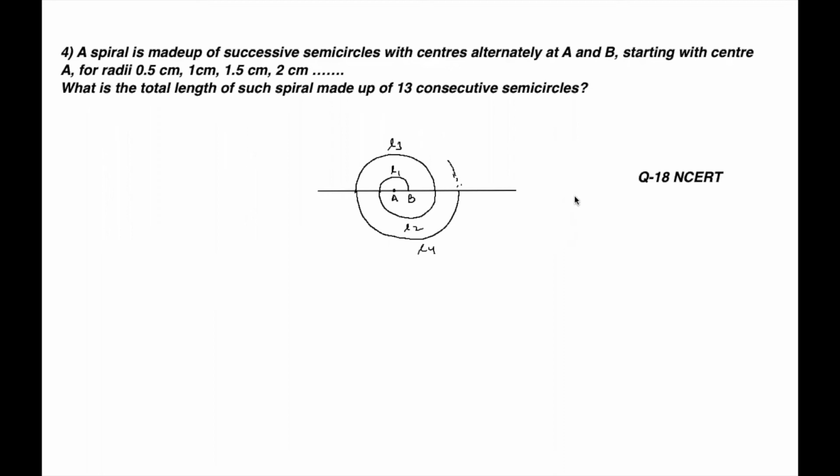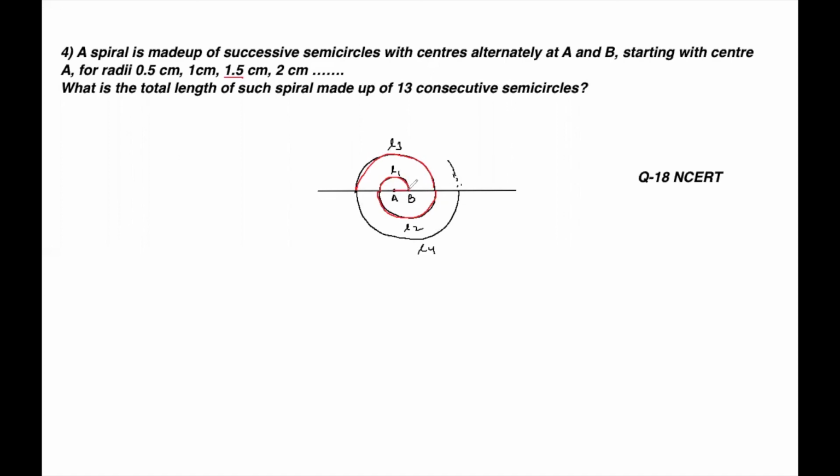Okay, now see, what we have here is a spiral, and the spiral has 13 consecutive semicircles. See, you can see the first semicircle. This is the first semicircle, right? This has the radius of 0.5 centimeter. Okay, the second semicircle goes on like this, and it has the radius of 1 centimeter. Again, the third semicircle is this, and the radius for this is 1.5 centimeter, and the process will go on up till 13 consecutive semicircles. What we need to do here is find the length of the spiral.